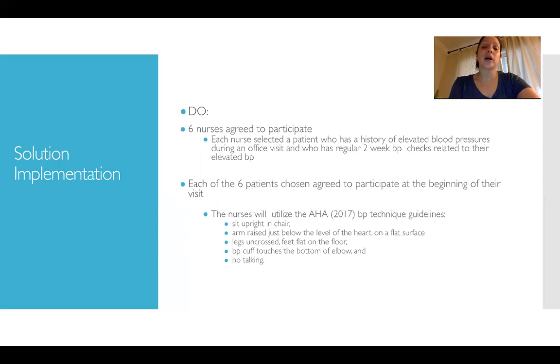The nurse will utilize the American Heart Association 2017 blood pressure technique guidelines, which include the patient sitting upright in a chair, arm raised just below the level of the heart on a flat surface, legs uncrossed, feet flat on the floor, blood pressure cuff touches the bottom of the elbow, and no talking.